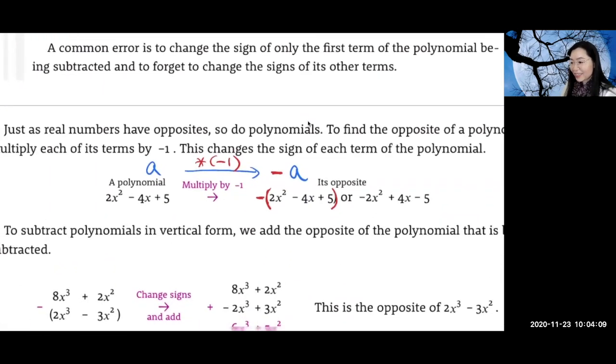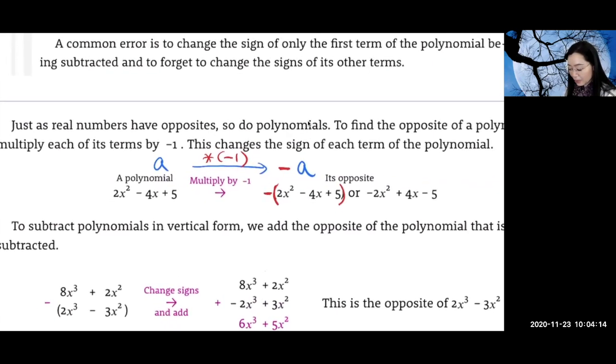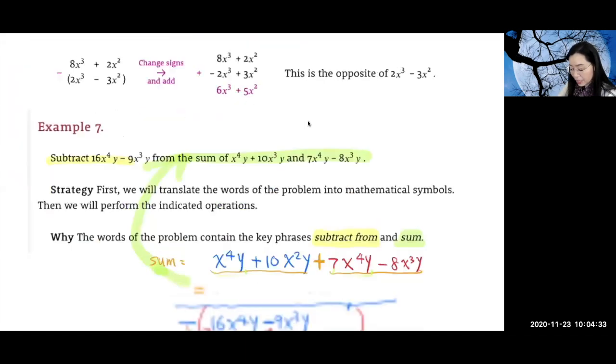So when we get the opposite, we multiply by -1. If you have this polynomial multiplied by -1, we get the opposite of this polynomial. And then you can distribute this negative sign inside to get this.